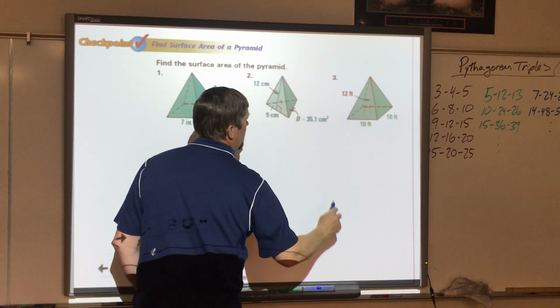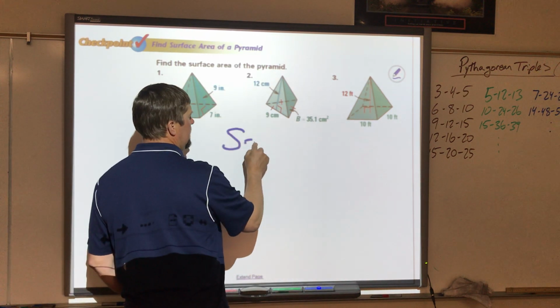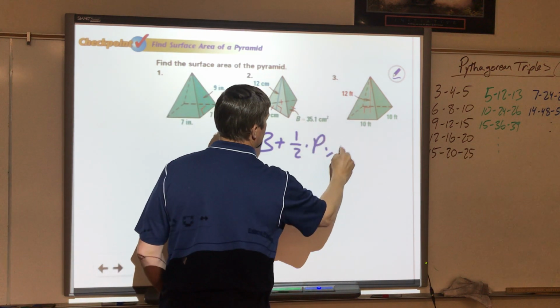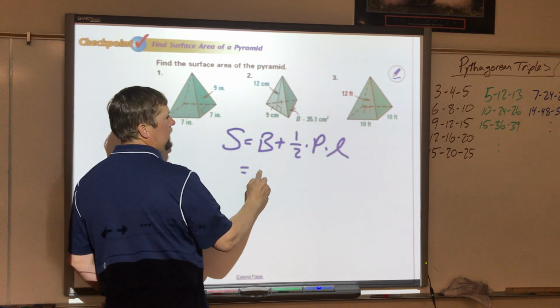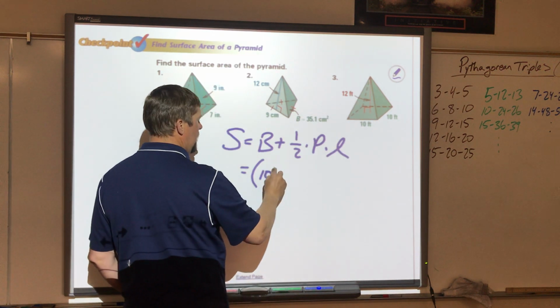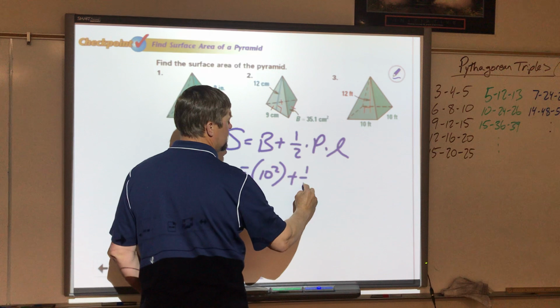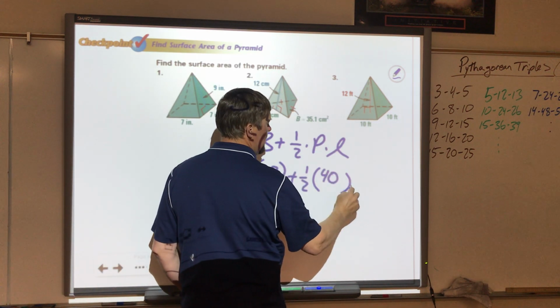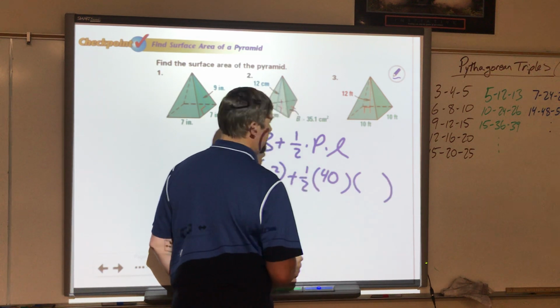Okay, so number 3, we have surface area is again area of the base plus 1/2 the perimeter times the slant height. Area of the base, it looks like it's a square again, so it's 10 squared or 100 plus 1/2 the perimeter, which is 4 times 10, so 40, plus the slant height.